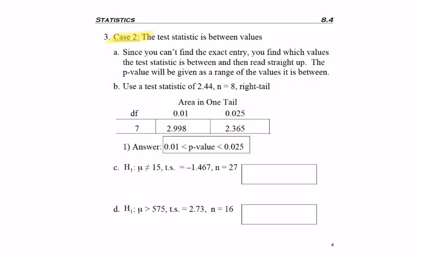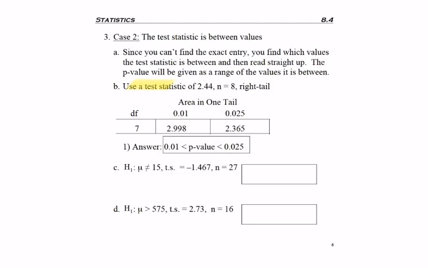Okay, case 2. This is where the test statistic you're looking for is not listed in the table, but it is between two values that are listed in the table. So since you won't find the exact entry you're looking for, you'll find it in between two values and you will read straight up from there. And so that means we won't get an exact p-value, but that it is a range.